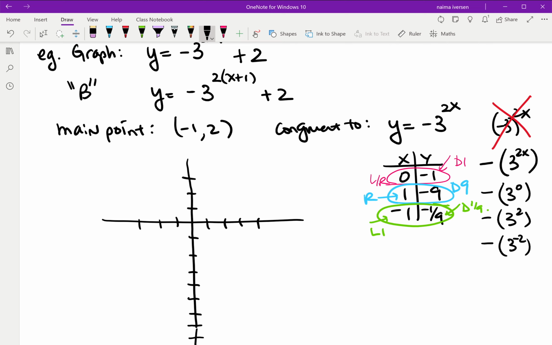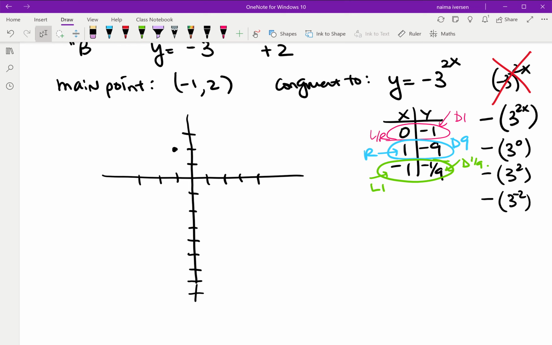So I'm going to start off at -1, 2, which is right here. And again, my horizontal asymptote line is either going to go to the left or to the right of this. From this point, I go left to right nothing and down 1. So I've got that point on my graph. I go right 1 and down 9. So right 1, down 1, 2, 3, 4, 5, 6, 7, 8, 9. There I am. And I go left 1 from the main point, which is black, left 1, down 1/9, which is tiny in here.